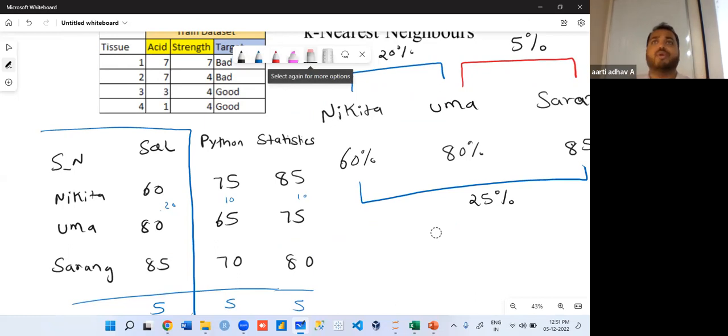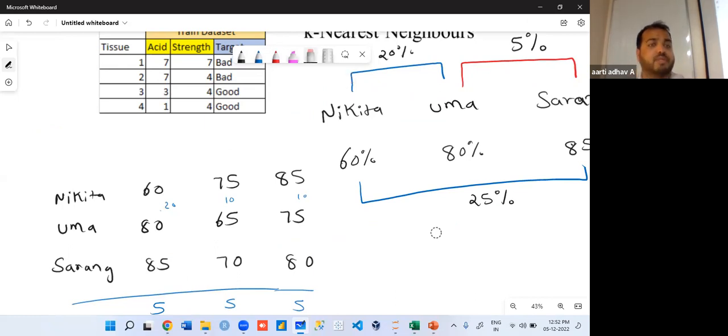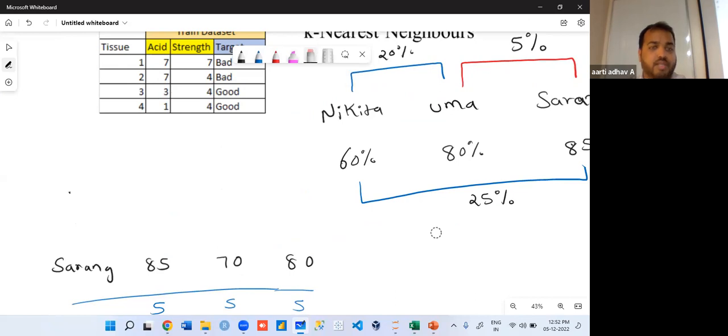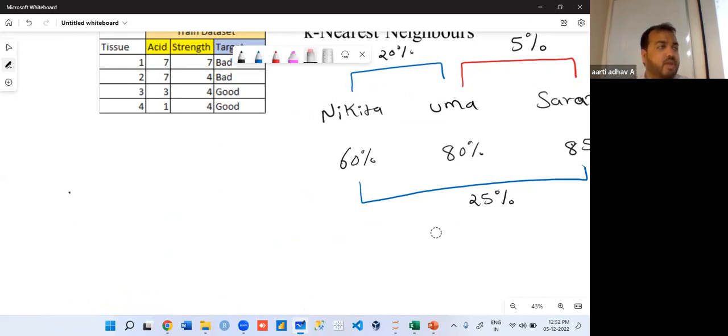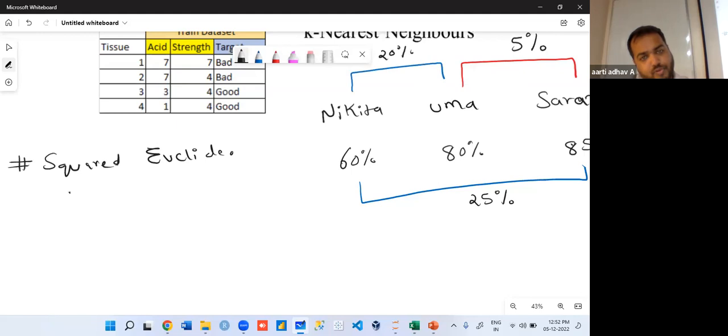Here I have taken 3. Tomorrow you have 30. Again, it becomes difficult. To tackle this, scientists have invented a distance formula. And the formula of that distance is square Euclidean distance. Square Euclidean distance.